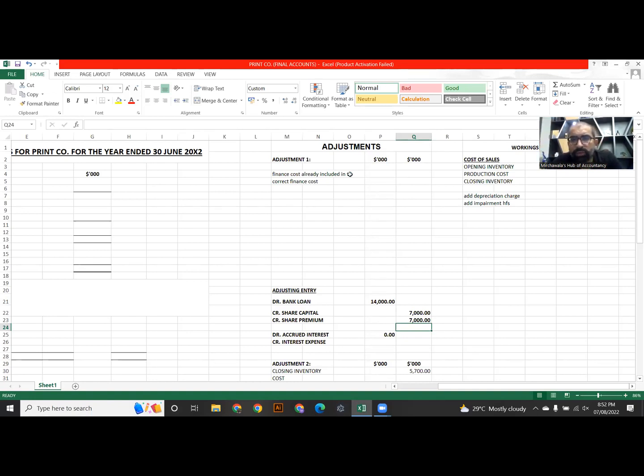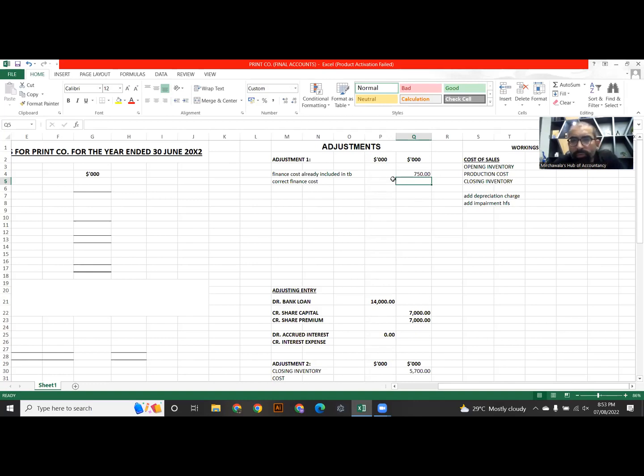Now, finance cost is already included in the trial balance. I think it was 30,000. So 30,000 times 5% times 6 divided by 12. This is 750, which is the amount they have already booked.